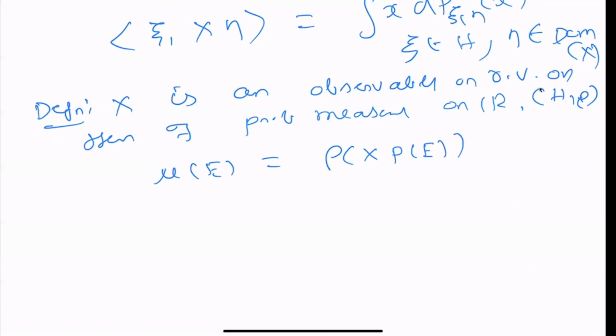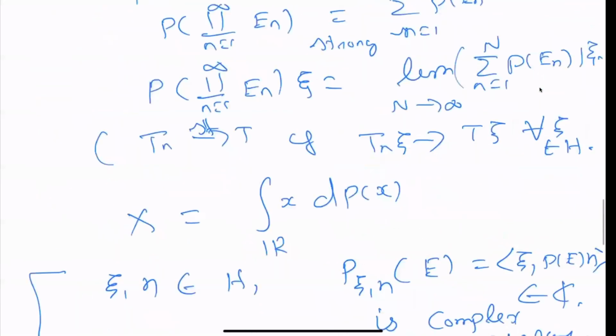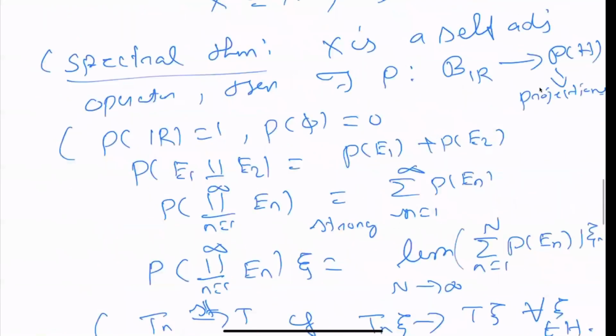You have a self-adjoint operator X, then you have a spectral measure corresponding to that, which maybe I will denote with an X on the top of it. I mean, there is a probability measure P^X. We put X everywhere.